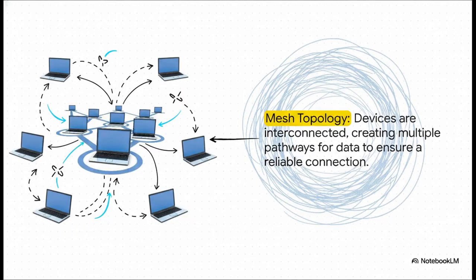And finally, we have the mesh topology. Now, this is a really robust setup where devices are all interconnected with each other. So if one connection fails, no problem. The data just finds another route to get where it's going. That redundancy makes mesh networks incredibly reliable.